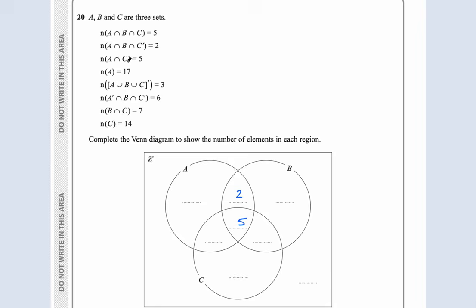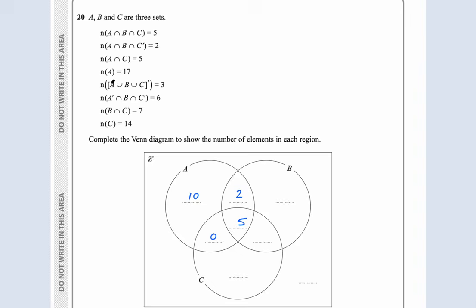A intersection C is 5. So this is A intersection C is 5. We already have 5, so that means here has to be 0 because they need to add up to 5. The number of elements in A is 17. 2 plus 5 plus 0 plus what gives me 17 has to be 10. 10 plus 2 plus 5 is 17.